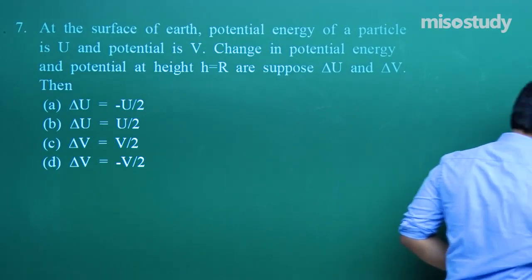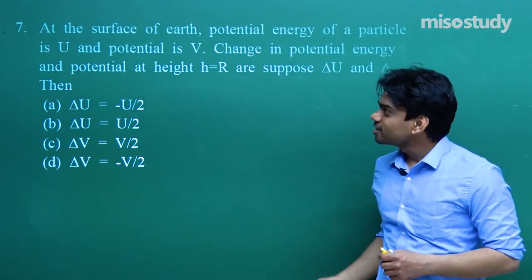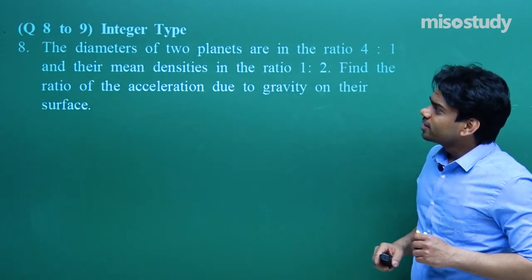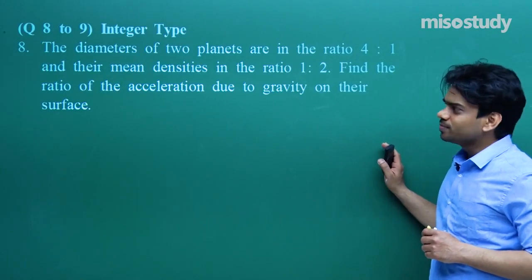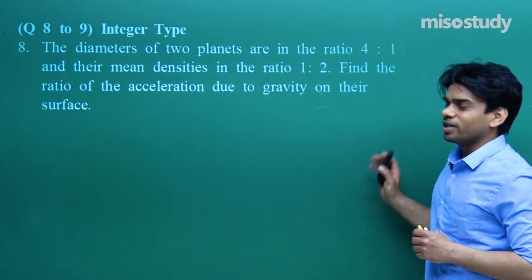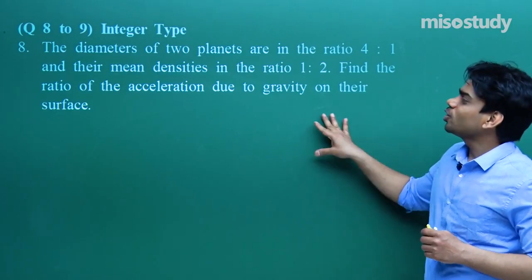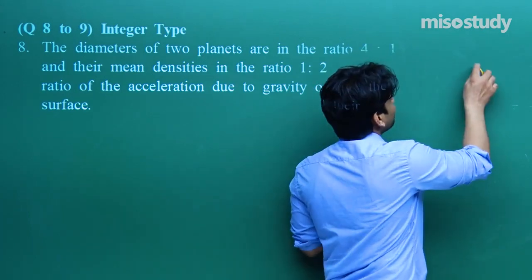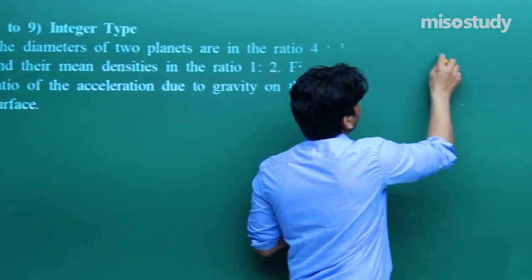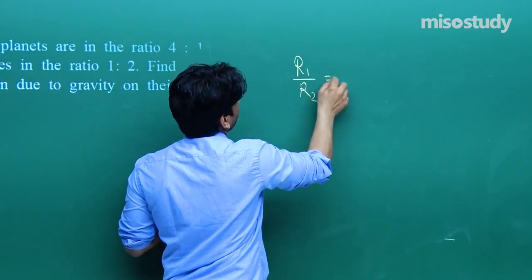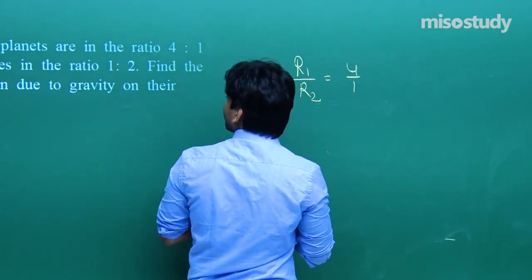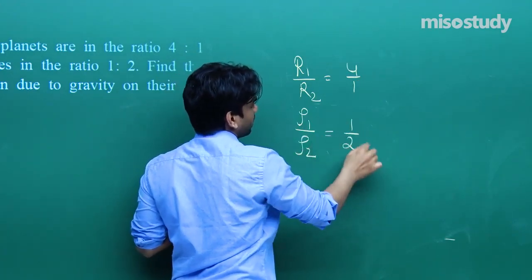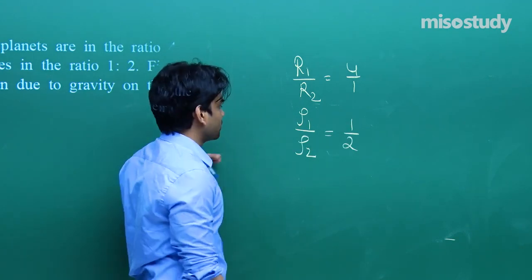We have after this the next question of the class 8th. Integer type, so only one integer will be the answer for this one. The diameters of two planets are in the ratio 4:1 and their mean densities are in the ratio 1:2. Find the ratio of acceleration due to gravity on their surface. Acceleration due to gravity we need to talk about. It's given that the diameter is in the ratio 4:1, so radius will also be in the ratio 4:1. Given that their mean densities are in the ratio 1:2. So we can write both these terms as per given information.